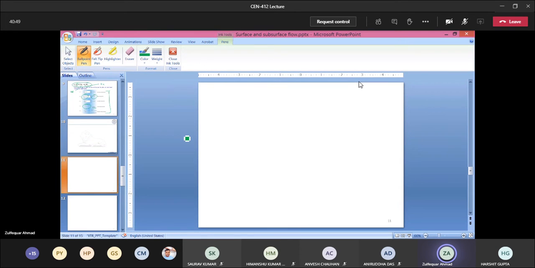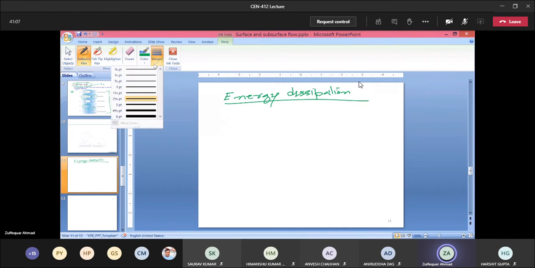In this case, what I am going to discuss here is the energy dissipation. This is another important part in the case of surface flow energy dissipation. You know the cross section that I had shared with you, a typical cross section.